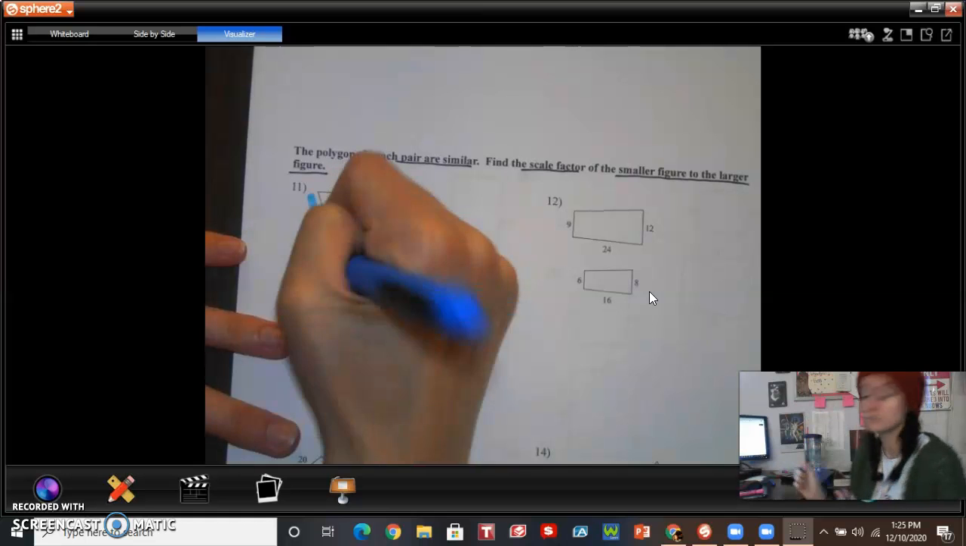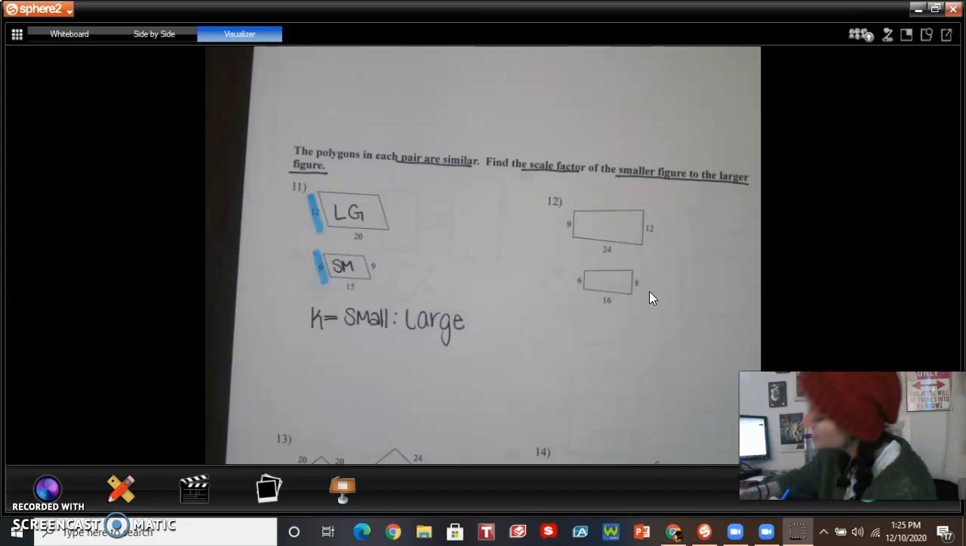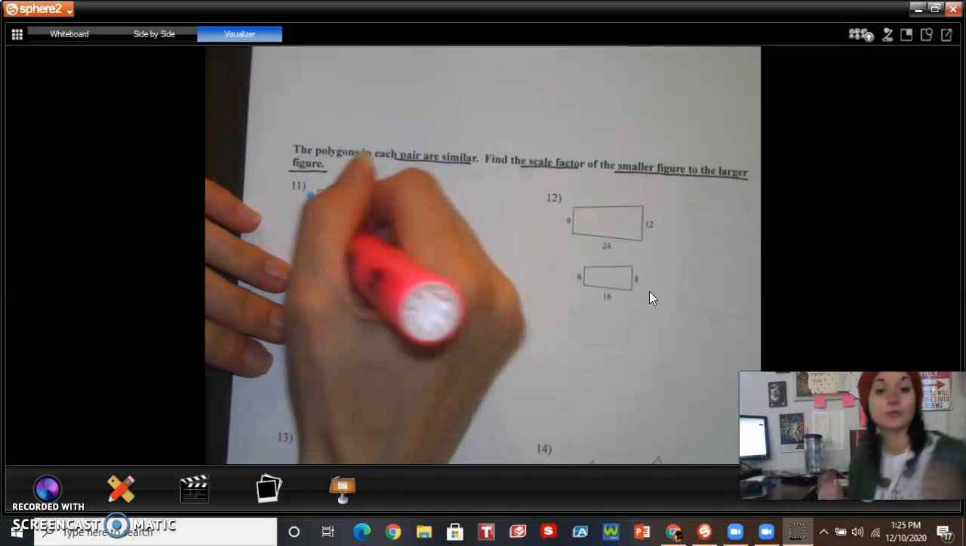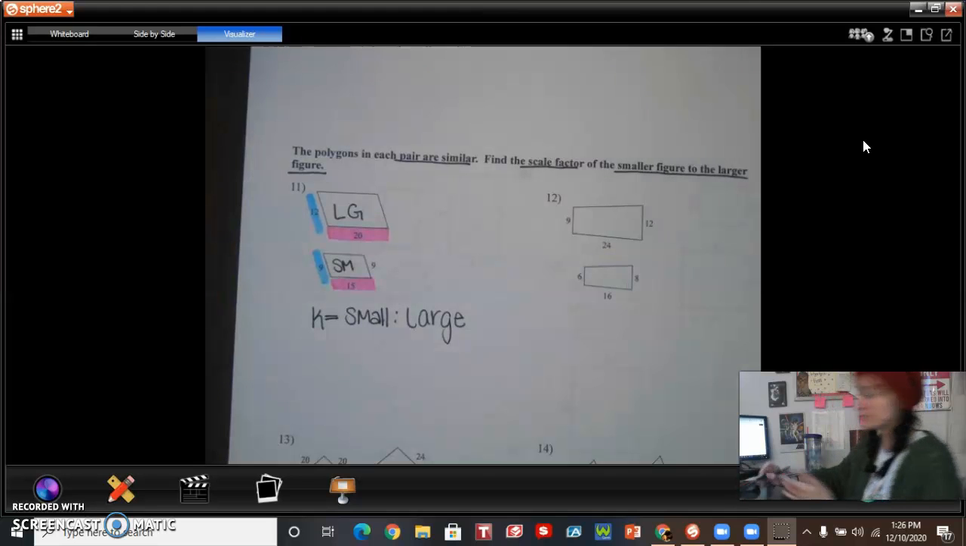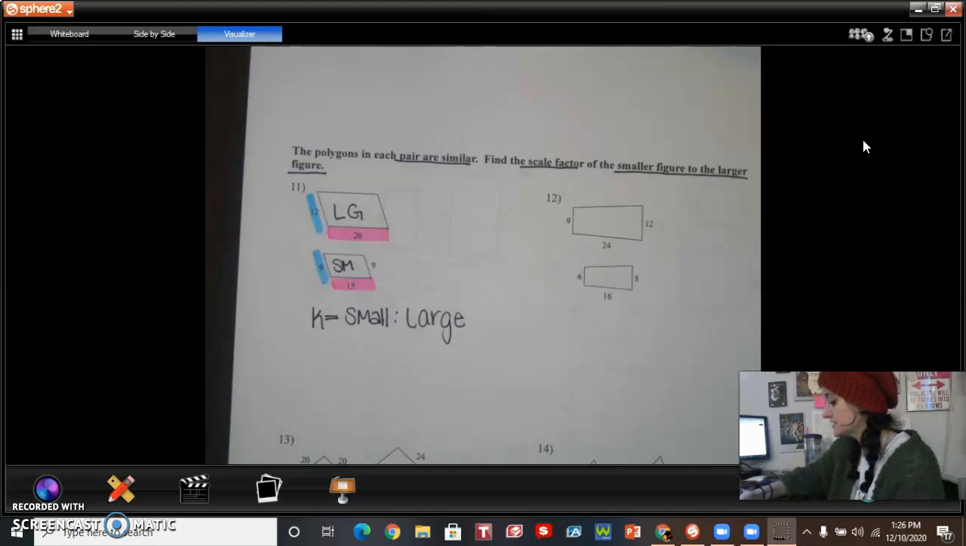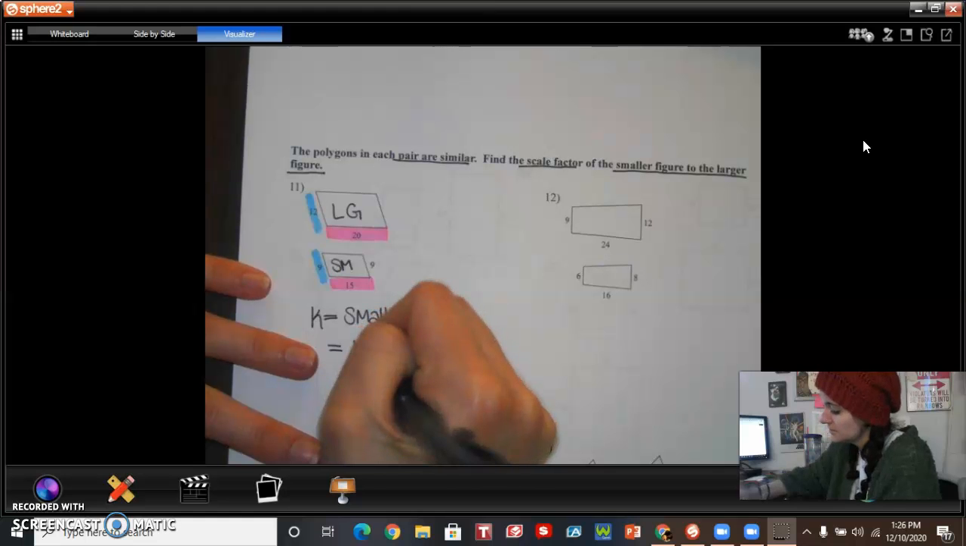Okay, so we just take a set of corresponding sides. Just one set is all you need. So let's do 15, that's our small one, to 20. And we have to ask, can those be simplified? Is there something they're both divisible by? Well, they're both divisible by 5. So we divide the whole thing by 5. 15 divided by 5 is 3, and 20 divided by 5 is 4. That would be your final answer.